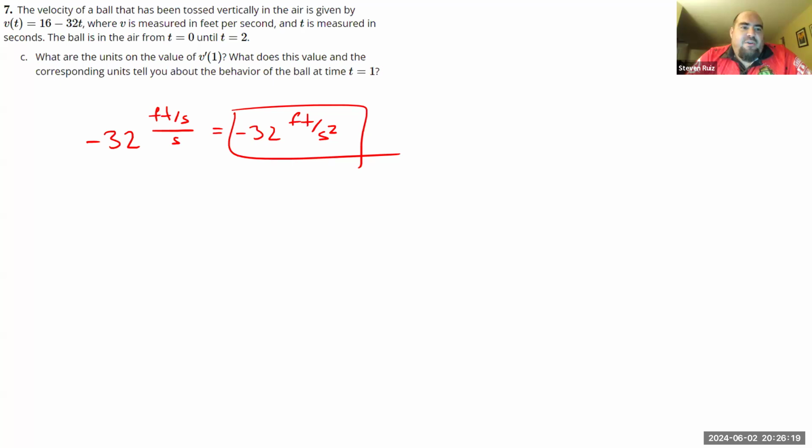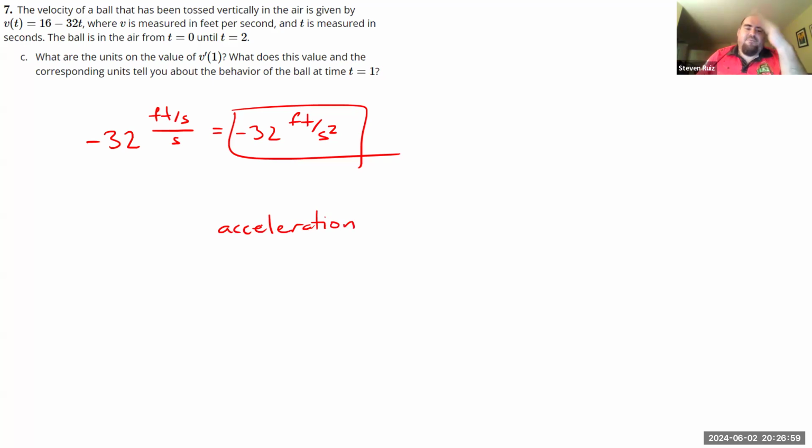So what does this value and the corresponding units tell you about the behavior of the ball at time equals 1? This is probably a good time to talk about what feet per second squared is. What is that a measurement of? Well, we can talk about that by looking at this derivative here. We are given velocity with respect to time, and we took a derivative. So what does that derivative tell you? It tells you the rate of change of velocity with respect to time. So how does velocity change as time changes? This is an idea in physics we call acceleration.